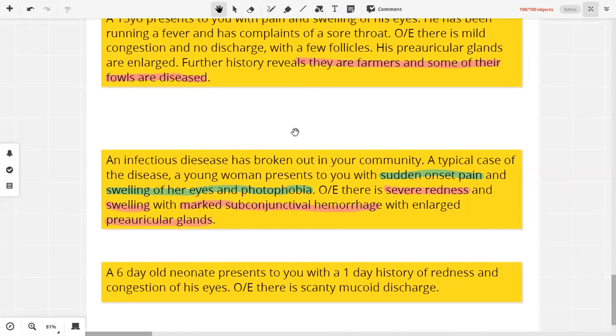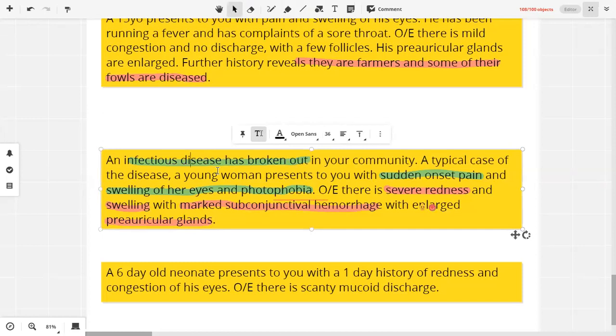Now, an infectious disease has broken out in the group. This is very important. An infectious disease breaking out in the community means that there is a viral infection. There's a pandemic or an epidemic, and this gives a clue towards a viral infection.